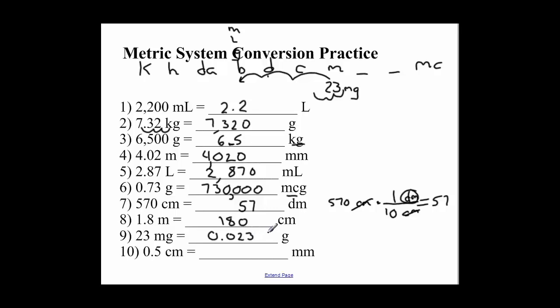0.023. It is crucial that you put that leading 0 in front of that decimal point if your decimal is between 0 and 1. Otherwise, it will be marked wrong. So you need that leading 0 in front of the decimal point.